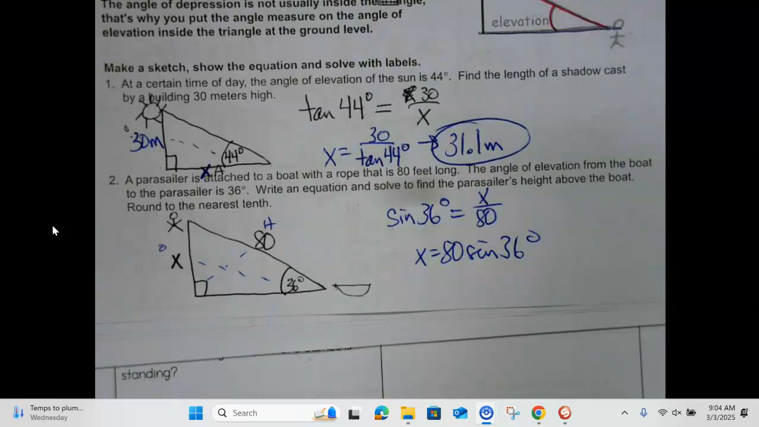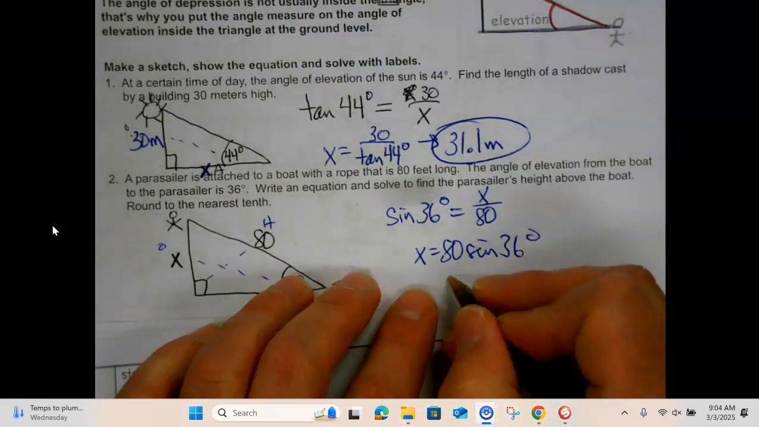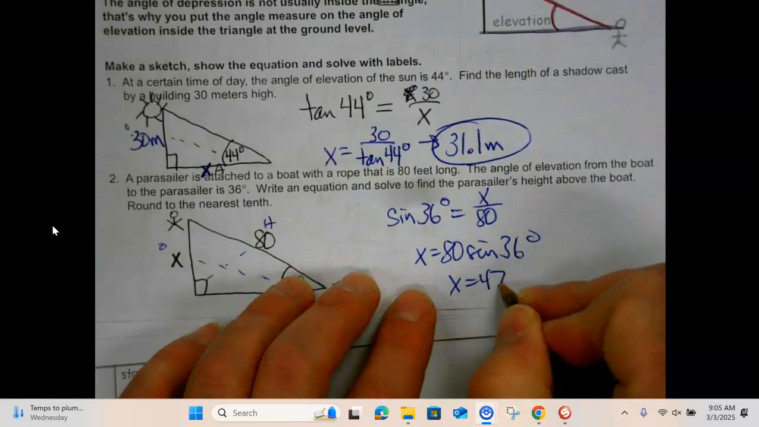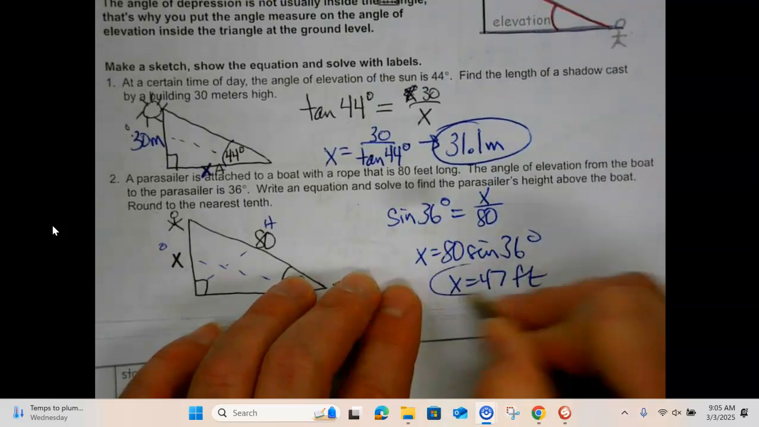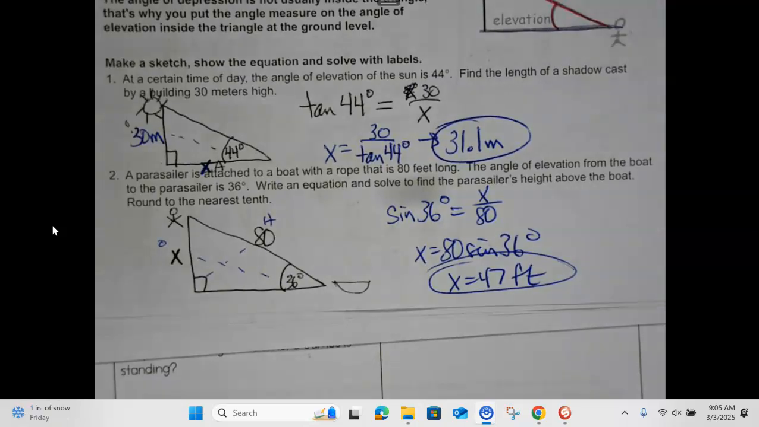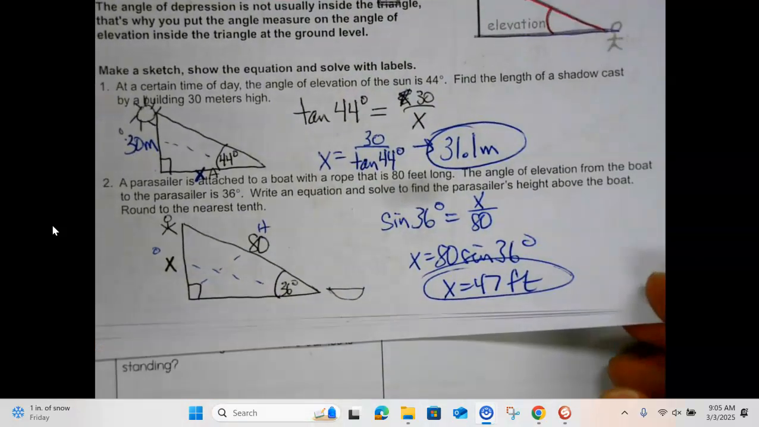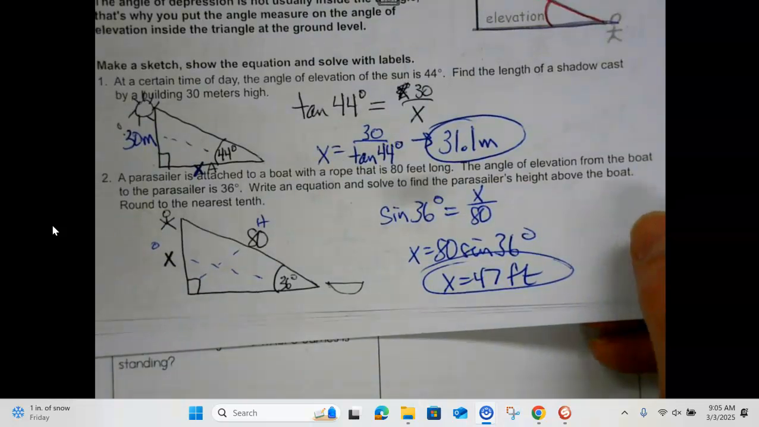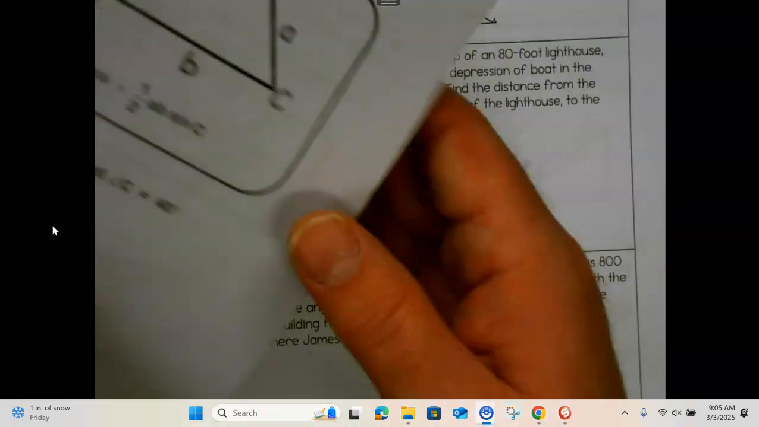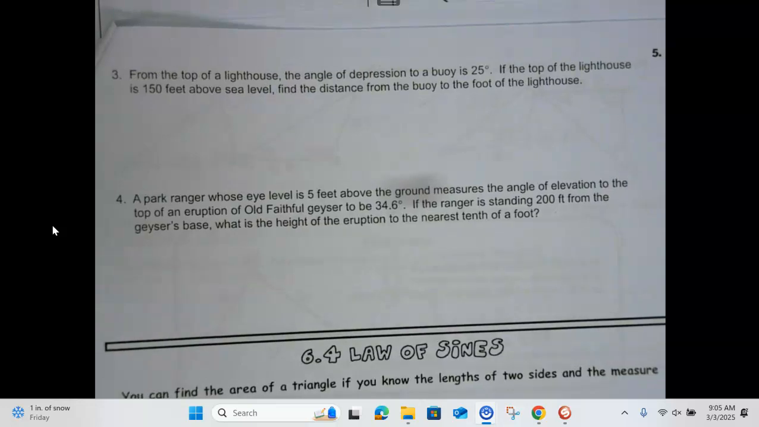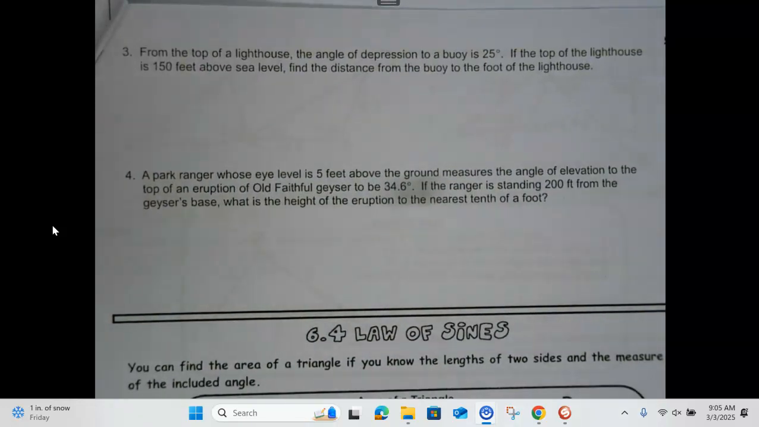Let's see here. 80 sine of 36. 47 straight up. Are we feet? We are. No decimals this time since we're going to the 10th. To be honest, I think that's the only thing that could even throw us off at all. There's always got to be something that can throw things off here.